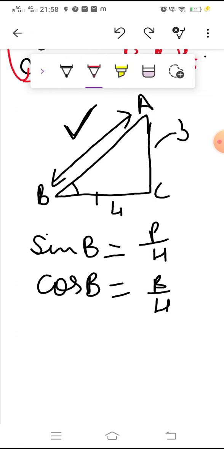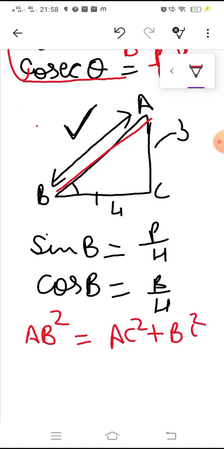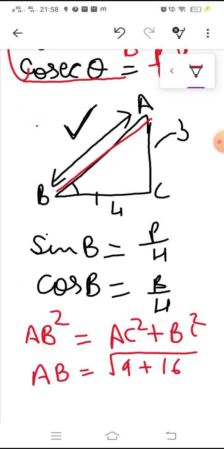So what is the formula of hypotenuse? We are using the Pythagoras theorem here. Only by using the Pythagoras theorem can we find the hypotenuse. So AB square is equal to AC square plus BC square. From here, AC square is 9, and BC square, this is 4 4 just 16, and now AB is equal to the square root of this one. It will be square root of 25, that means 5. So the value of AB is 5 centimeter.